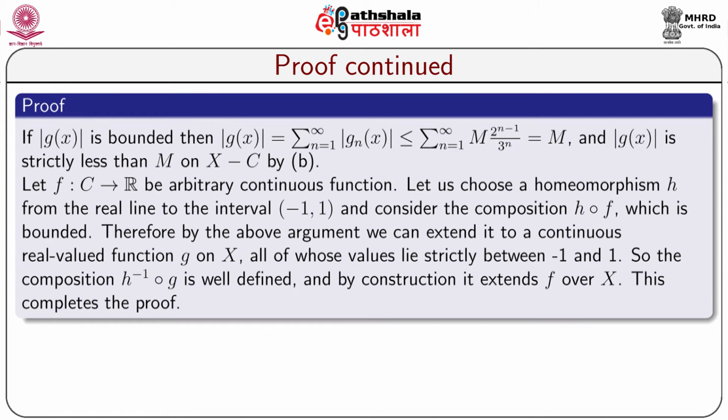We note for use in the unbounded case below that modulus of g(x) is bounded by M, because modulus of g(x) is less than or equal to the sum over n equal to 1 to infinity of modulus of gn(x), which is less than or equal to summation n equal to 1 to infinity of m times (2 to the power n minus 1) by 3 to the power n, which is equal to m, and modulus of g(x) is strictly less than m on X minus C. This follows from the previous equation B.